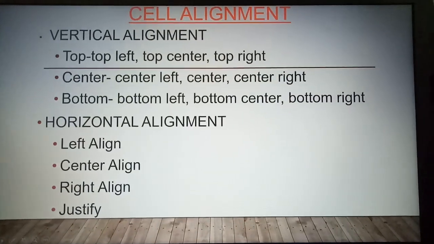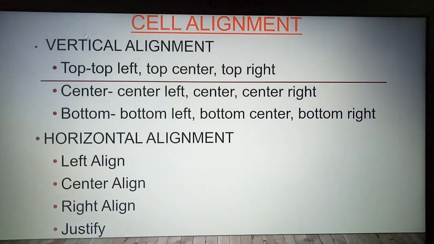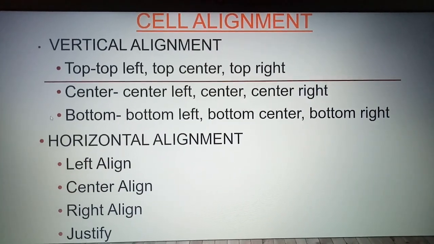The last formatting feature is alignment. Let us understand what alignment is. Alignment is nothing but the positioning of the text inside a cell. Now this alignment is of two types. One is vertical alignment, the other one is horizontal alignment. Vertical alignment can further be divided as top, center, and bottom, and horizontal alignments are further divided as left, center, right, and justify.